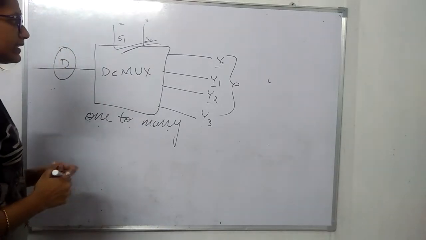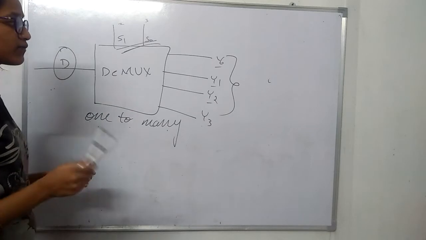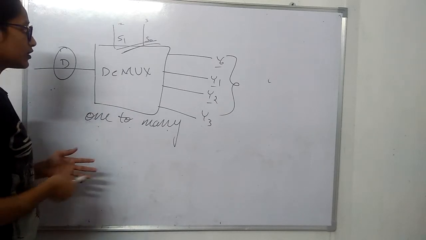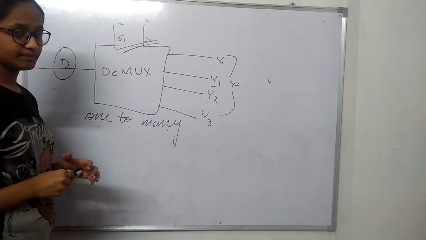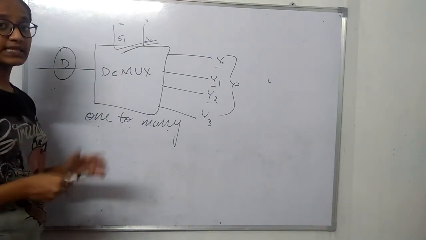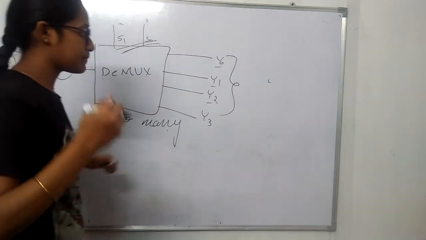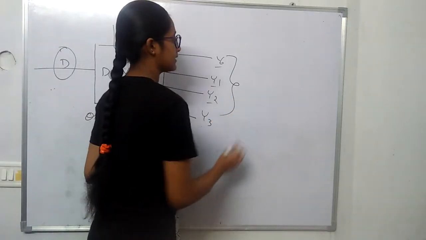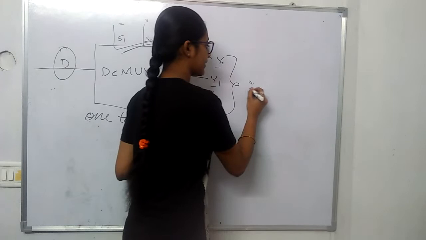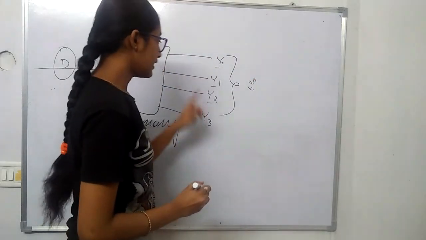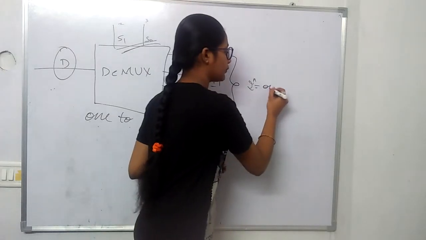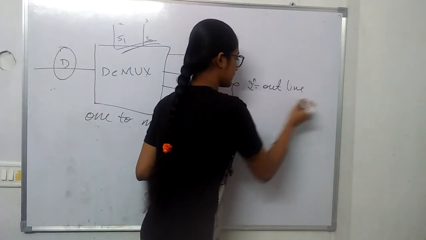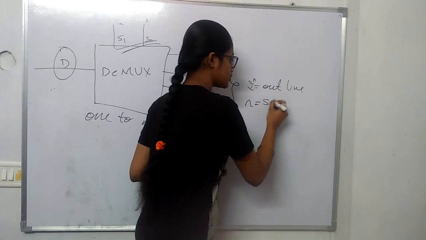Okay, fine. Then here we have a question. How is that particular data sent? We know it is by the selection lines. Then how many? It depends upon 2 power n. If I have 2 power n output lines, then you will have n selection lines.